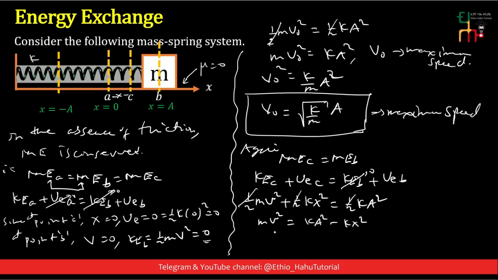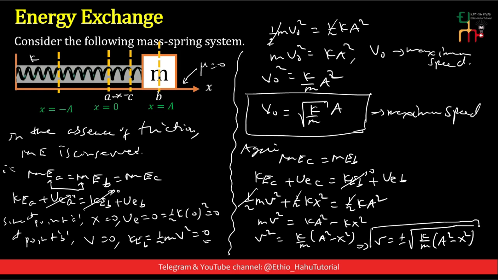Dividing both sides by m, v square is equal to k over m into a square minus x square, because k is common for a square and x square. Taking the square root of both sides, v is equal to plus or minus the square root of k over m into a square minus x square. This is the velocity of the particle at any point between the lowest point of oscillation and the highest point of oscillation.